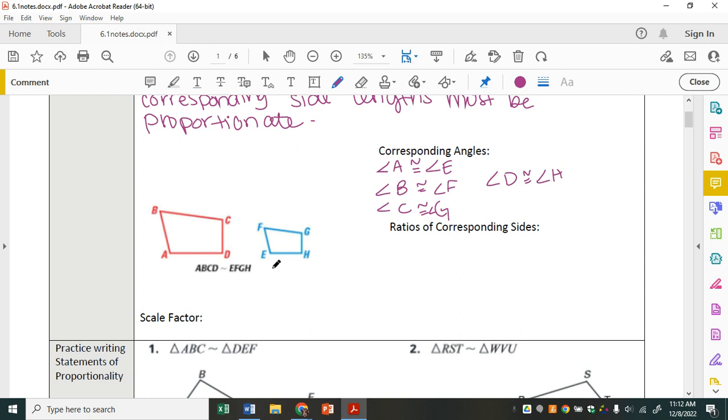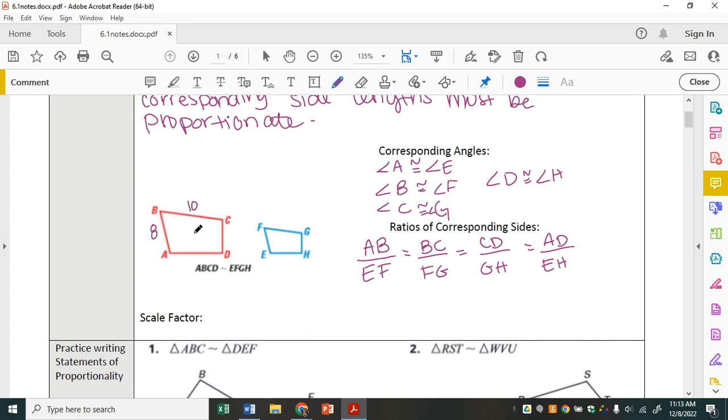What has changed is how we compare our corresponding sides. So because our corresponding sides are proportionate, we are looking at them as ratios. So when I compare the side length AB, I know it corresponds to the side EF. I'm making it into a ratio. I'm writing it almost like a fraction. And then side BC would correspond to side FG. And side CD would correspond to side GH. And AD corresponds to EH. So we're now writing our side lengths as ratios.